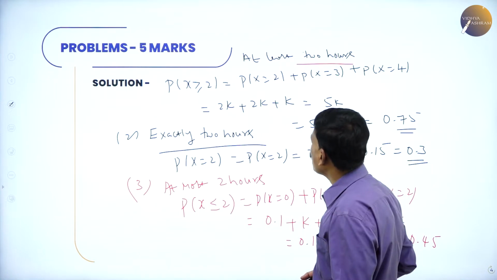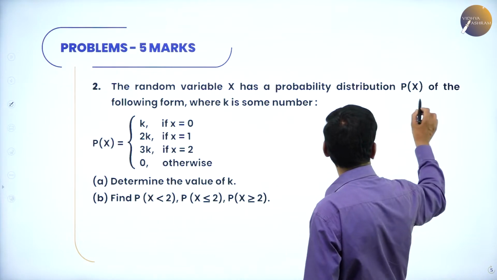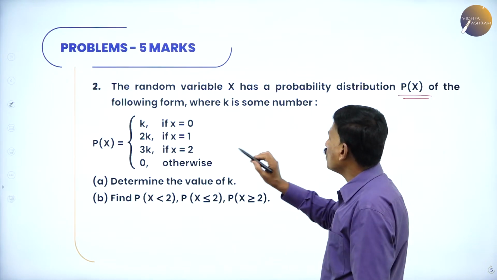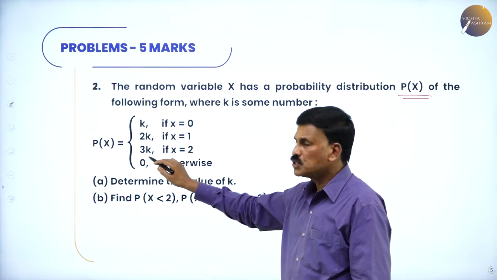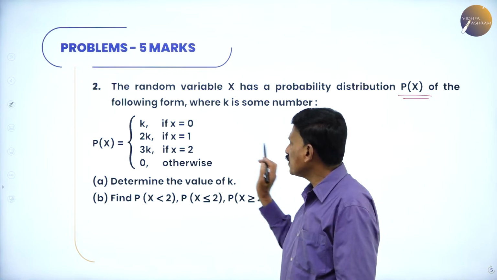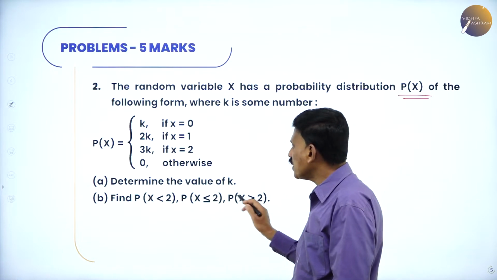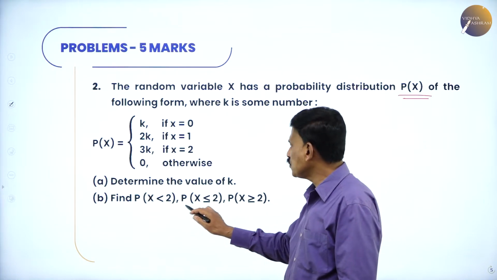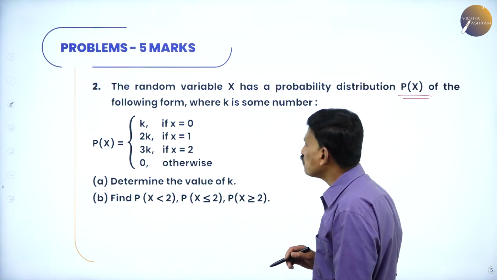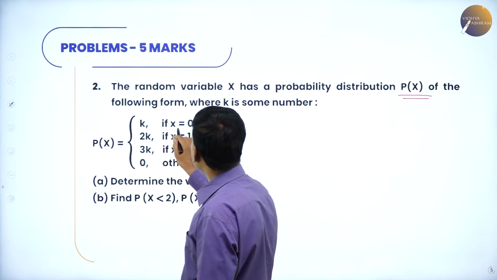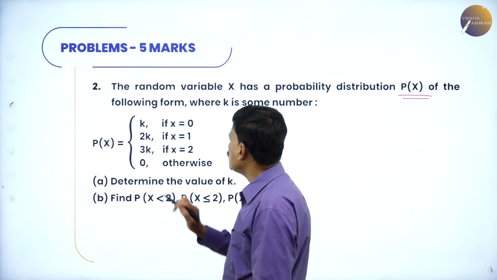Now, let us come to the next problem. Same type: the random variable x has a probability distribution p of x of the following form, where k is some number. P of x is equal to k if x is equal to 0, 2k if x is equal to 1, 3k if x is equal to 2, and 0 otherwise. Determine the value of k and the probability of x less than 2, the probability of x less than or equal to 2, and the probability of x greater than 2. Straight away they have given that when x is equal to 0 it is k, x is equal to 1 it is 2k, and when x is equal to 2 it is 3k.